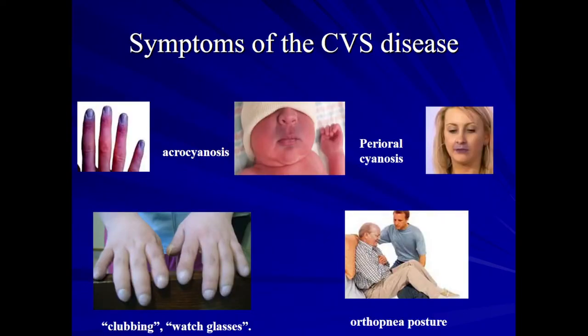Symptoms of cardiovascular diseases can be seen in the pictures. Acral cyanosis, for example, on the upper extremity and fingers, near the mouth, and clubbing and watch glass nails. This is also on the upper extremity for babies who have long-term problems with circulation. Orthopnea posture.